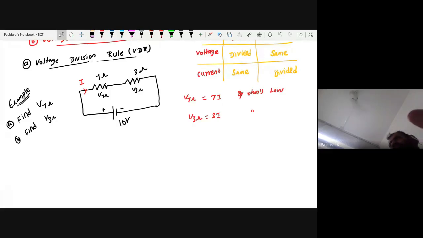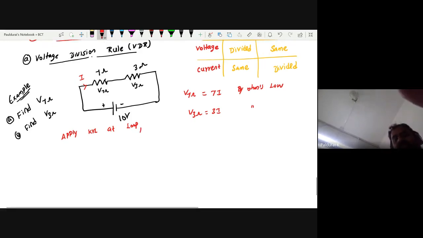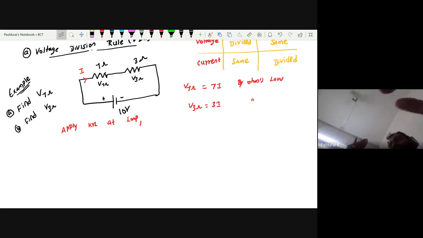So what you will do, obviously, you will apply KVL, right? So now apply KVL at this above loop, right? At loop. How will you apply KVL? You know the golden rule, right? What's the very first assumption? There is no polarity for resistor. But what we will do? Terminal 1 is positive, 2 is negative. So similarly here also 1 is positive, 2 is negative.